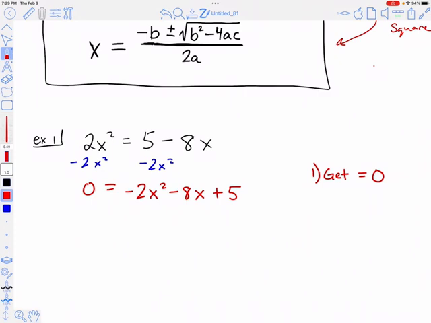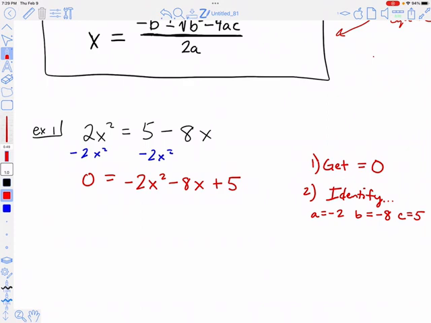Now we want to identify the things we need for the formula. So this is a formula for the use of numbers. We don't put any variables into this. So our a is just the number that's in front of x squared, and that's negative 2. Our b is the number in front of x, and our c is the number at the end, the constant, and that's 5. So we've got a is negative 2, b is negative 8, and c is 5. So now I can use my formula.